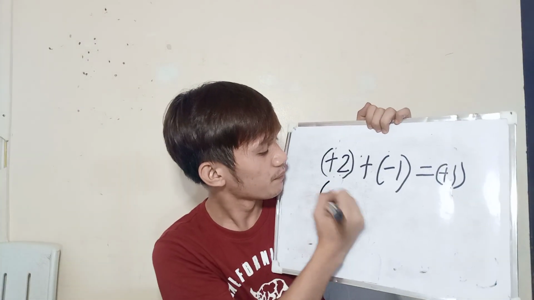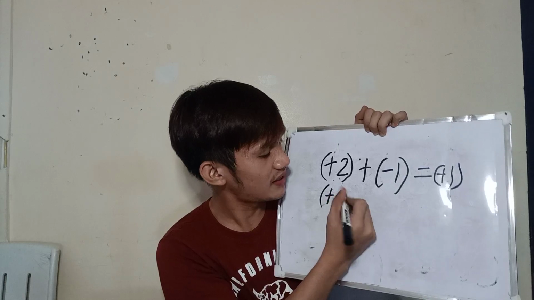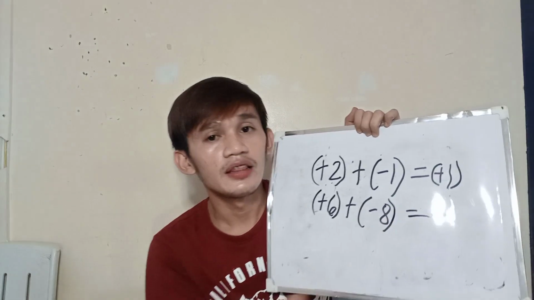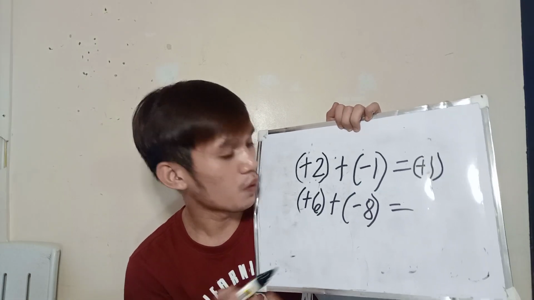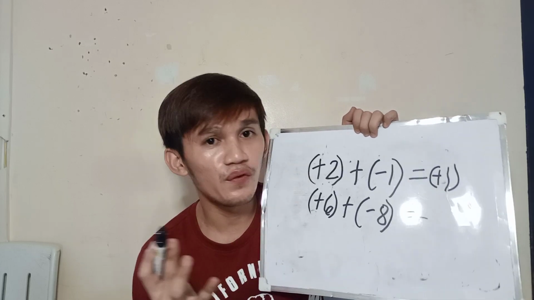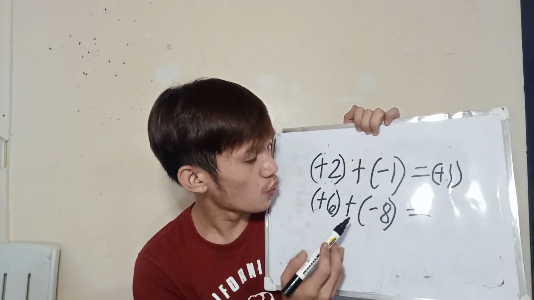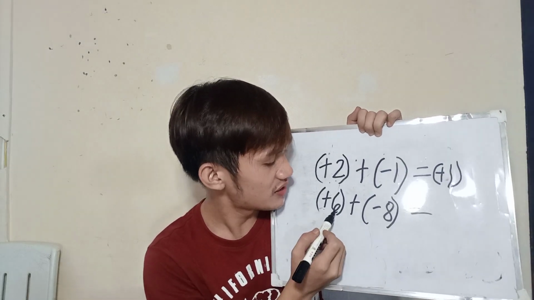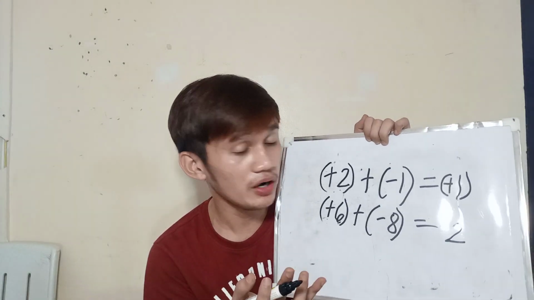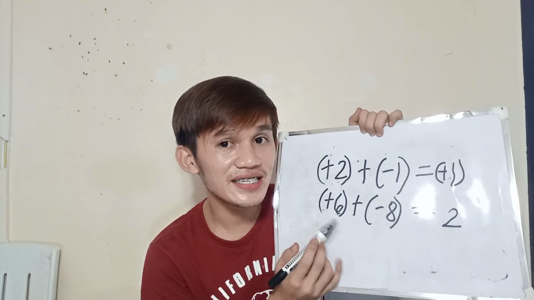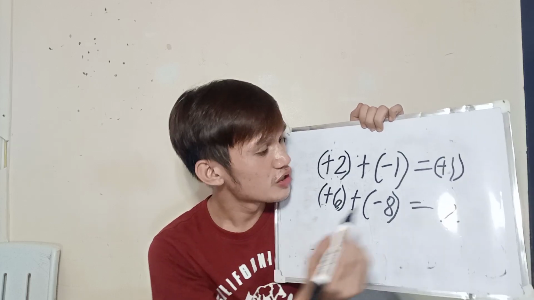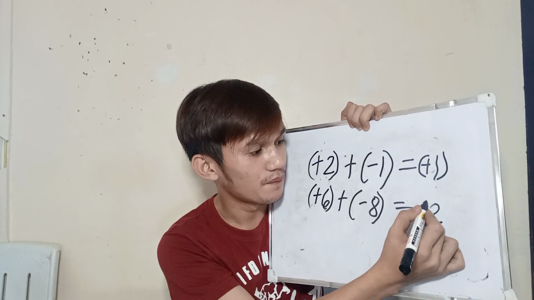Let us have another. For example, we have positive 6 added to a negative 8. They are different signs now. One is positive and the other one is negative. So different sign, subtract. 8 minus 6 is 2. And then keep the sign of the higher number. Which one is higher, 8 or 6? It's definitely 8. So the sign of 8 is negative, so the answer must be negative 2.